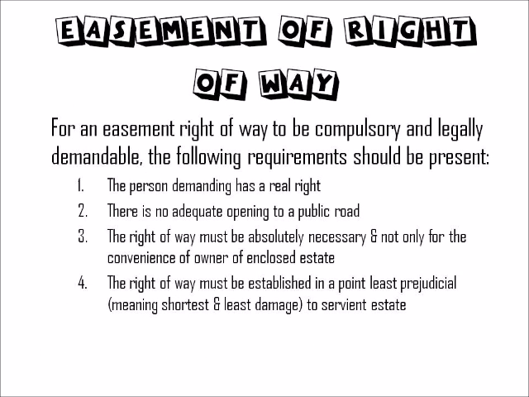Easement of right-of-way. For an easement of right-of-way to be compulsory and legally demandable, the following requirements should be present. First, the person demanding has a real right. Second, there is no adequate opening to a public road. Third, the right-of-way must be absolutely necessary and not only for the convenience of the owner of the enclosed estate. Fourth, the right-of-way must be established at a point least prejudicial, meaning shortest and least damage to the servient estate.